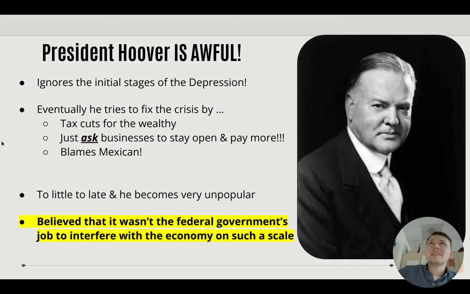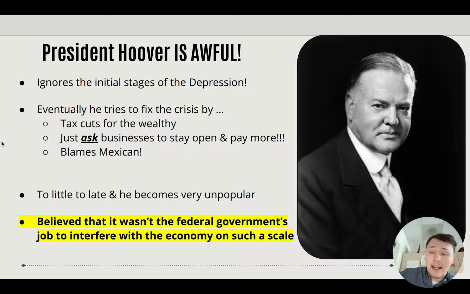So here's how he's going to fix it. He goes, hey, American people, I see you're suffering. Here's what I'm going to do for you. Number one, I'm going to cut the taxes for the rich people. If the business owners and the rich people pay less in taxes, they are going to provide jobs for other people. This is trickle-down economics.